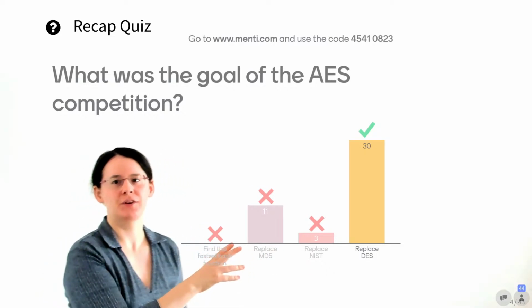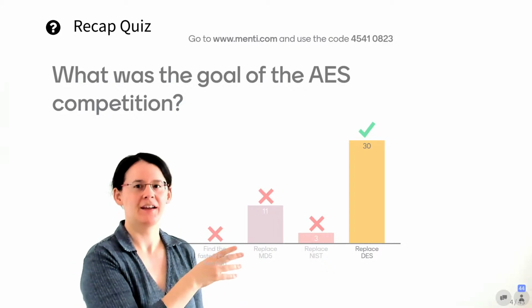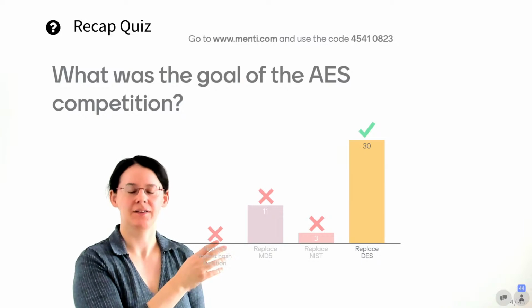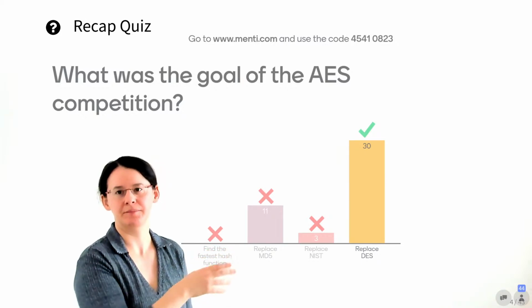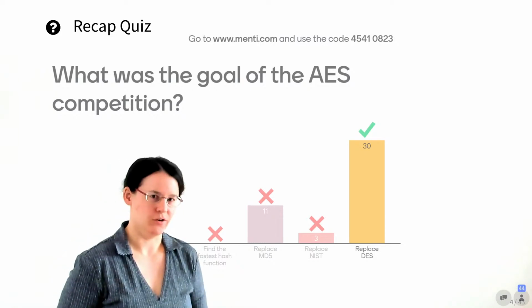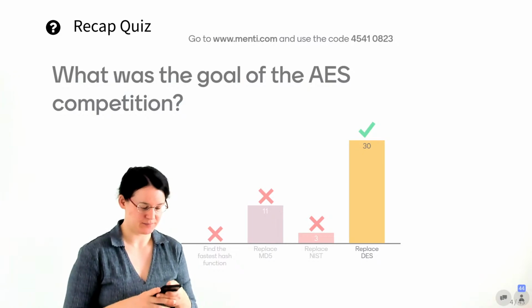Replacing MD5 is a good idea because MD5 is an old and broken hash function, but this was already done first with SHA-2 and then later with the SHA-3 competition. And finding the fastest hash function was not the goal at all, even though speed does play a role in the evaluation of such schemes.